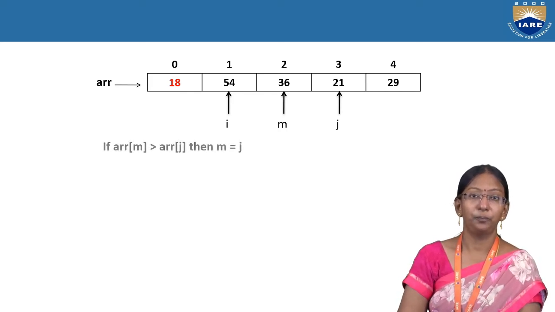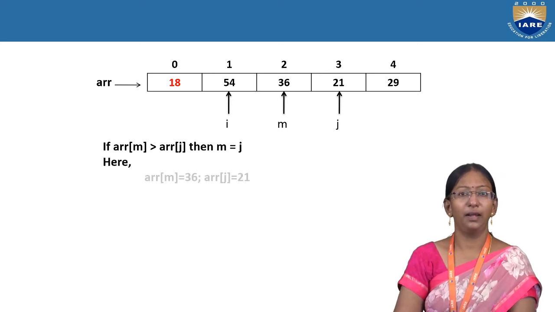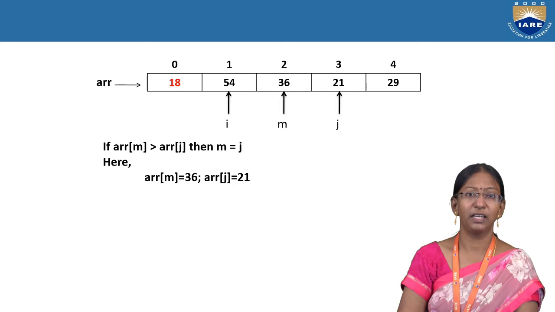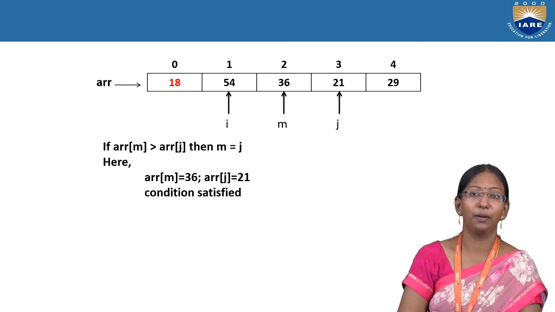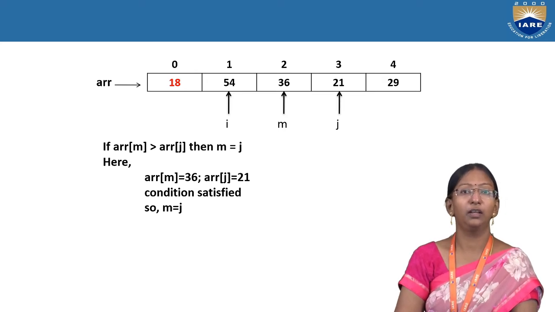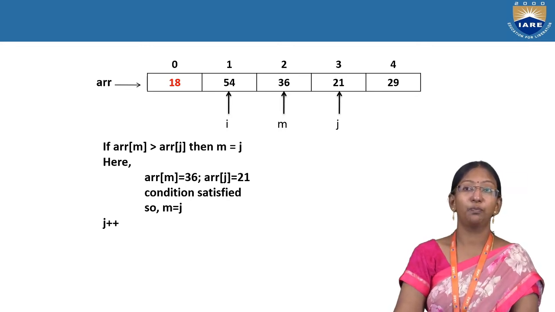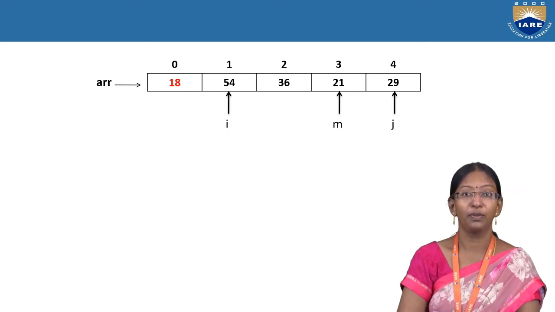Again, compare the elements pointed by M and J. Here, M is pointing to the value 36 and J is pointing to the value 21. Is 36 greater than 21? Again, condition satisfied. Right? So change the pointer of M. Now M is pointing to the element pointed by J. Increment the value of J means what? Now, in the next step, we can see that M is pointing to index value 3 and J is pointing to index value 4. Right?